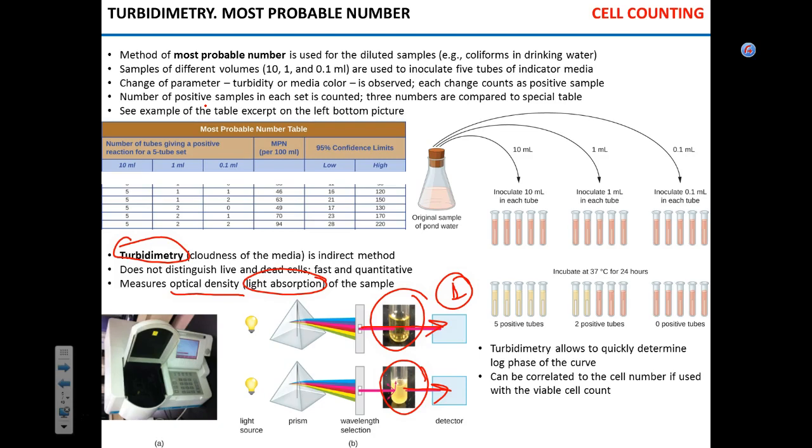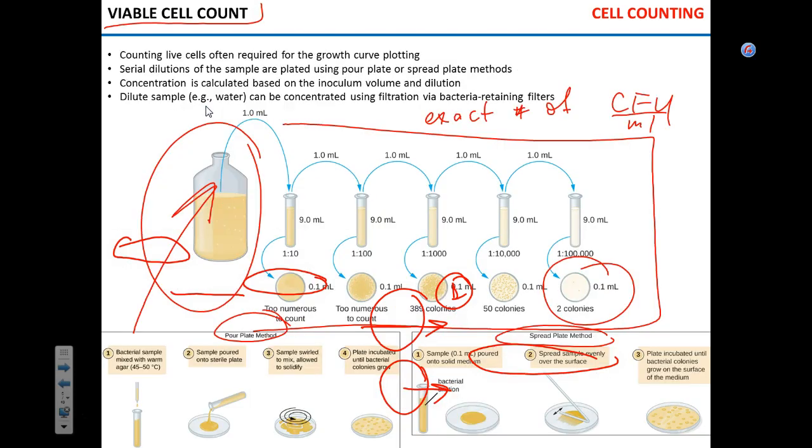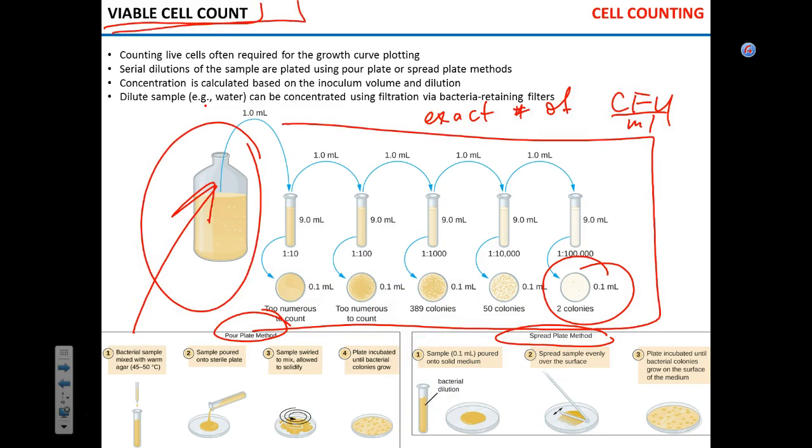No, it cannot. But what is convenient, it's quick. It works really well during the log phase, because during the log phase you practically have no dead cells. Okay, all cells are alive. Does that make sense? And what you can do, you can run turbidimetry along with the viable cell count for your specific cell in your specific conditions, and you're going to have sort of a reference point.